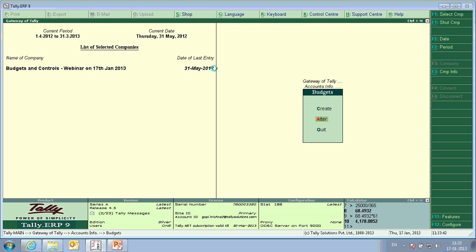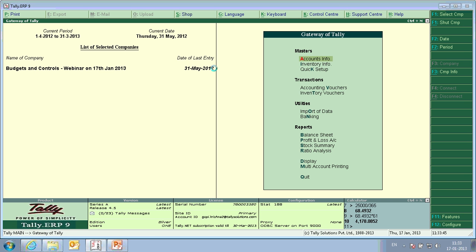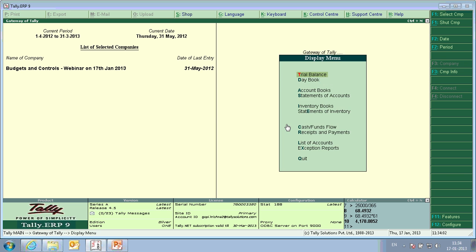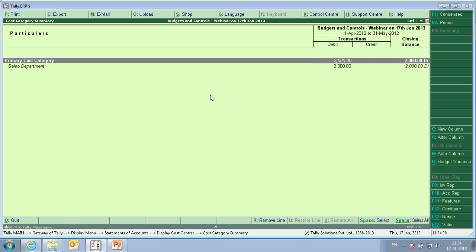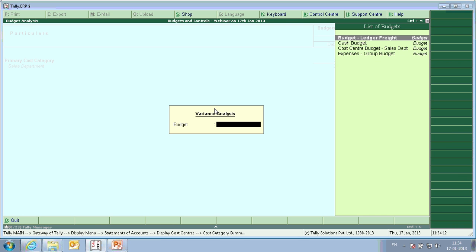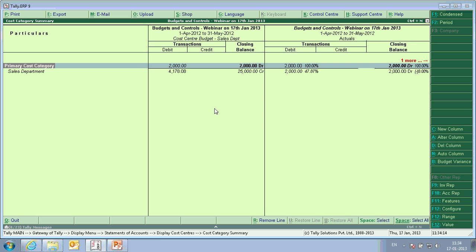Right. So we'll move on now. I think budget is done according to me. So you can explore it more. So we'll see the controls also. So Apex analysis, then after that what you did? I went to display, statement of accounts, cost centers, then category summary. So it will show all your cost center report and apply the budget here. Cost center budget. That's it. Anaga, clear?